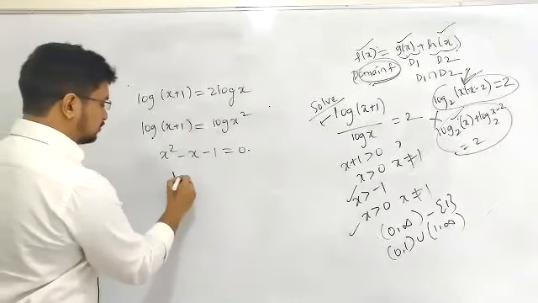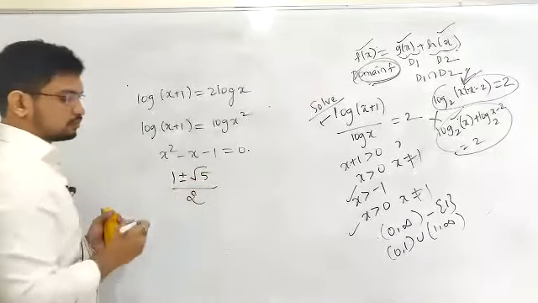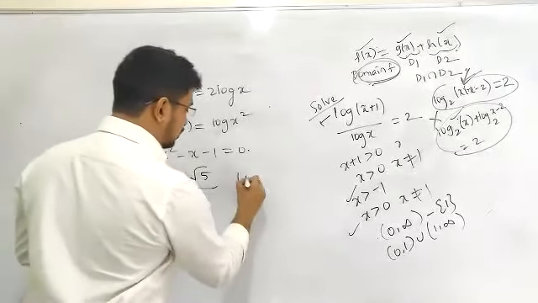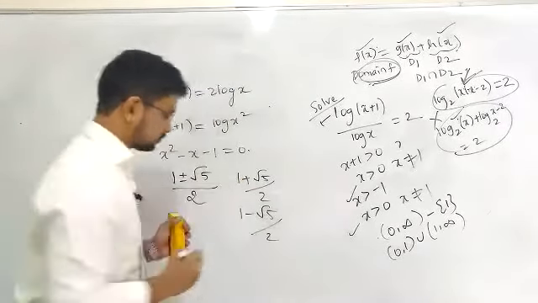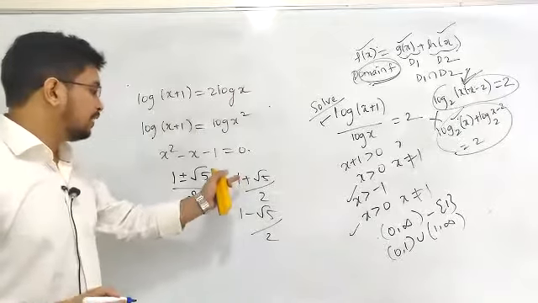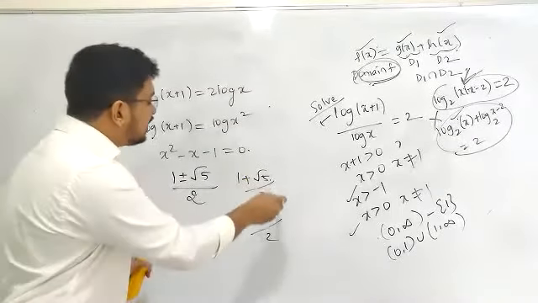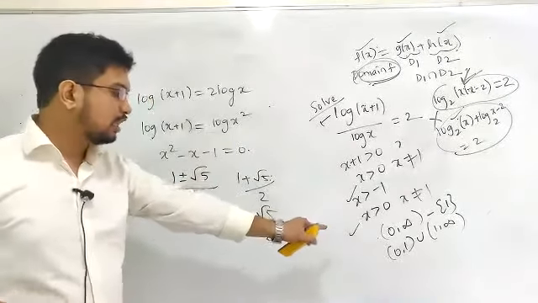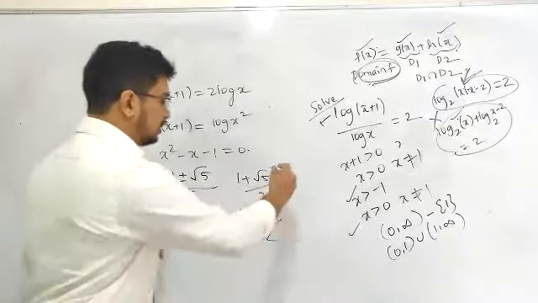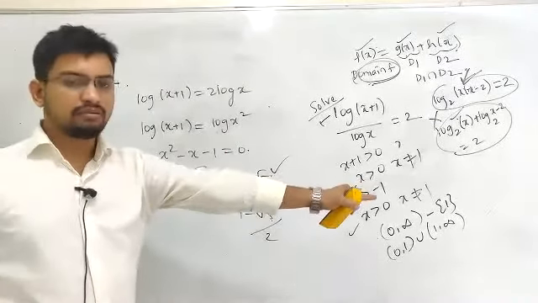So we'll be getting 1 plus or minus root 5 by 2. One solution is 1 plus root 5 by 2, other solution is 1 minus root 5 by 2. Now see which of these lies in the domain of that function. The domain is 0 to 1 union 1 to infinity. Yes, this value is something like 1 point something, so it lies in that.